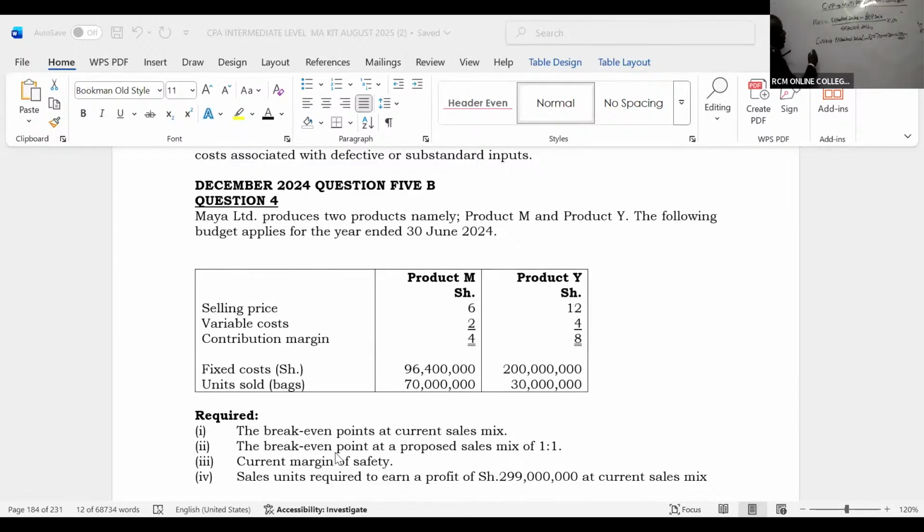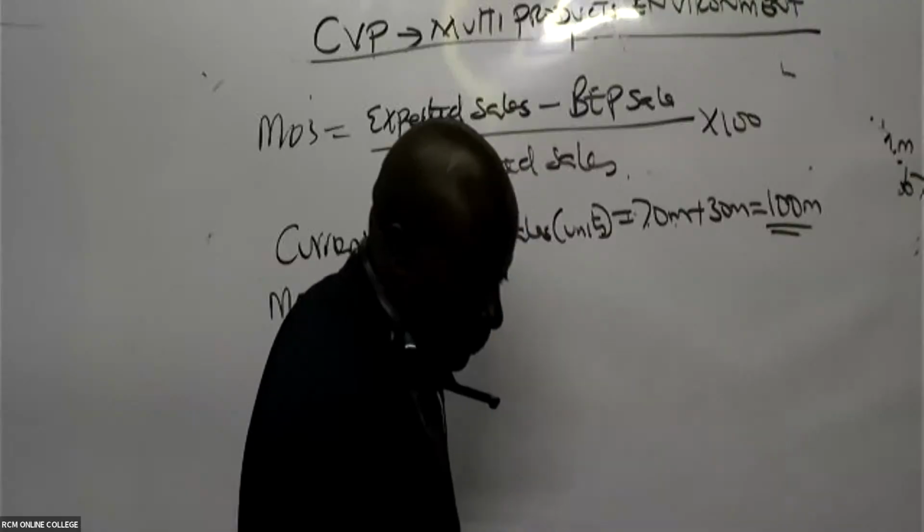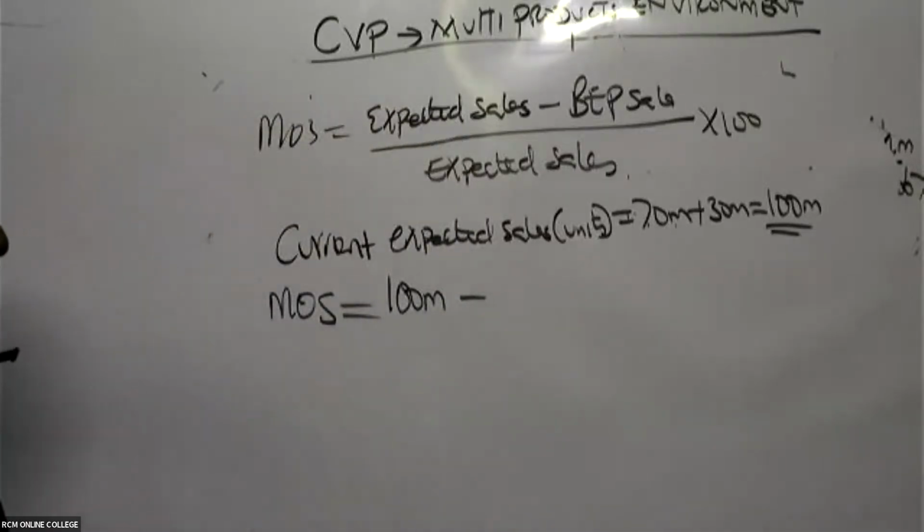So they come here and they give us margin of safety, most. Margin of safety. The expected sales, I'm being told, is 100 million minus the BEP sales. Remember, preferably, this should always be in units. So BEP sales, for the current mix, when we did it, we got some figure for the BEP sales. I should not be sharing the screen. They need to see the screen.